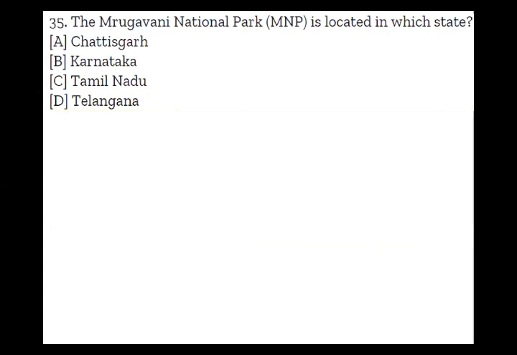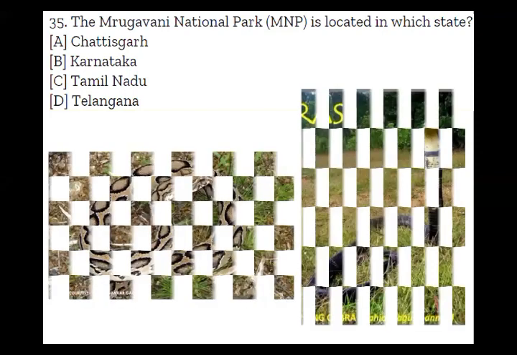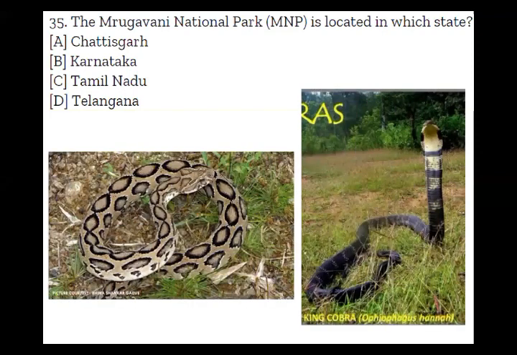Mrugavani National Park is located in which state? Chhattisgarh, Karnataka, Tamil Nadu, or Telangana? Mrugavani National Park is like the Guindy National Park in Chennai. It is a very small national park, but comparatively bigger than Guindy National Park, because Guindy is just about 2.5 square kilometers, but this one is 3.8 square kilometers. Some notable species are found in this park, which is very close to Hyderabad, on the outskirts of Hyderabad, so it belongs to the state Telangana. Russell's viper and king cobra are also notable species from this national park.